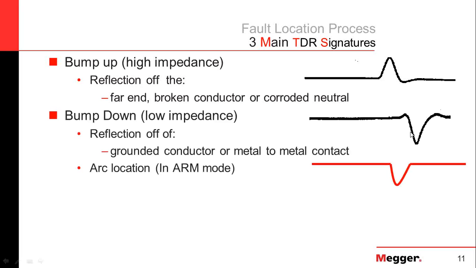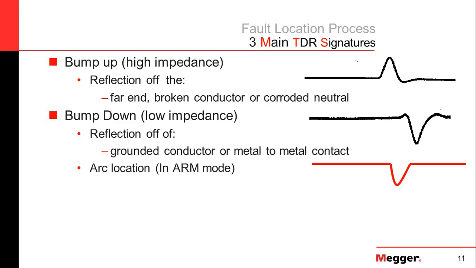Next, we have the opposite, a bump down. This is a reflection off of a low impedance. And I should pause here when I say high impedance or low impedance. Basically, this impedance is determined by how far apart or how close the two metal conductors are. So if the conductors spread apart or stop, that would be high impedance. If the conductors get closer together or touch each other, that would be a low impedance.